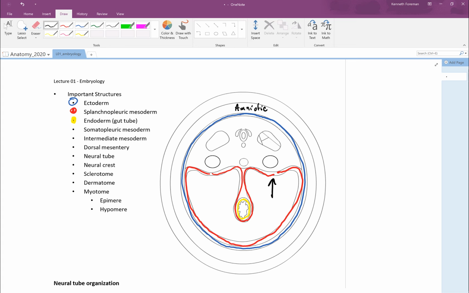We know that the parietal pleura lines the thoracic cavity, which is right near the body wall. So that is derived from the somatopleuric mesoderm. The parietal peritoneum is derived from somatopleuric mesoderm. Well, the visceral peritoneum, which is next to the organ, is derived from splanchnopleuric mesoderm. Pretty interesting, if you ask me.